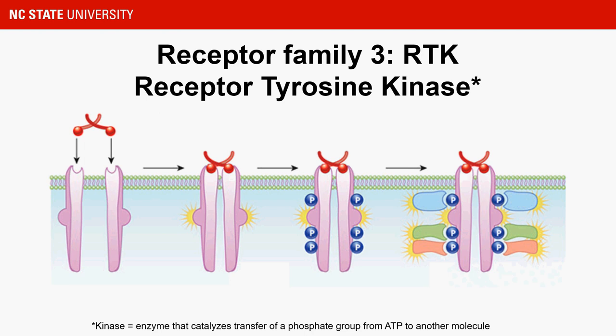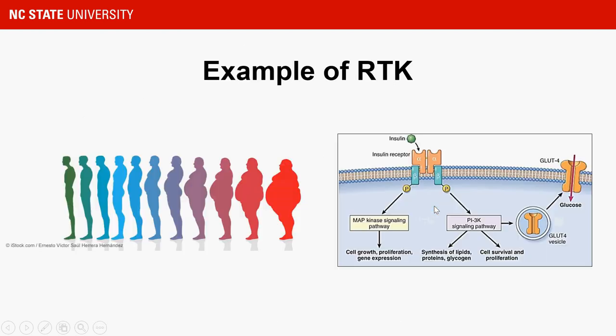The third example of receptor is the receptor tyrosine kinase family. A kinase, if you look at it, is an enzyme that can introduce a phosphate group to a downstream substrate. One classic example of a receptor tyrosine kinase is the insulin receptor. The insulin receptor is expressed in a lot of tissues in our body. One of the tissues where the insulin receptor is expressed is our adipocyte tissue.